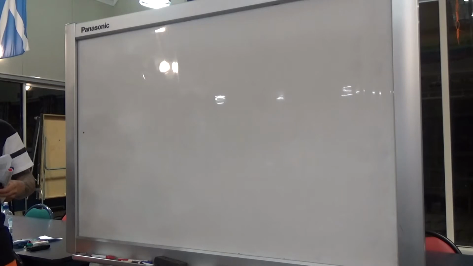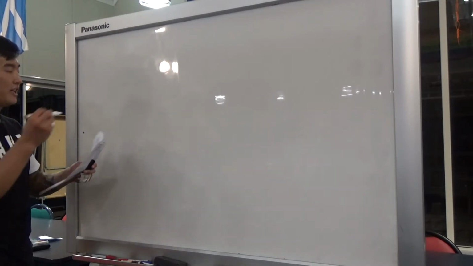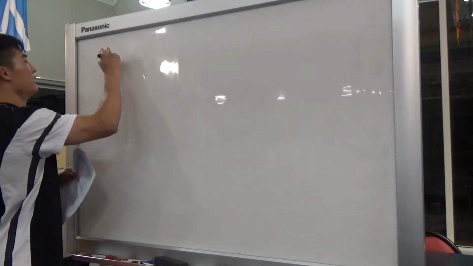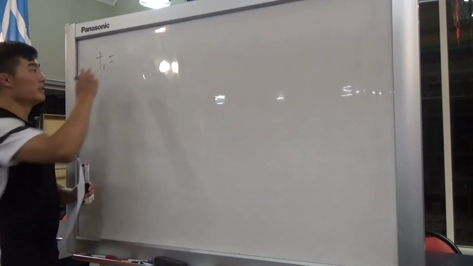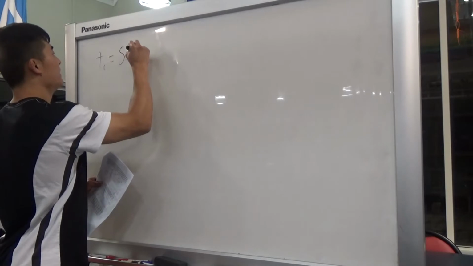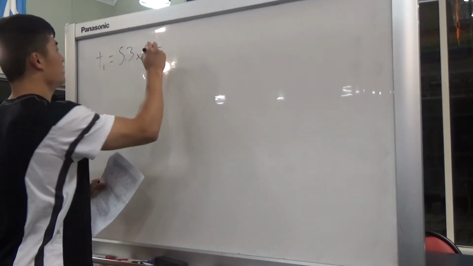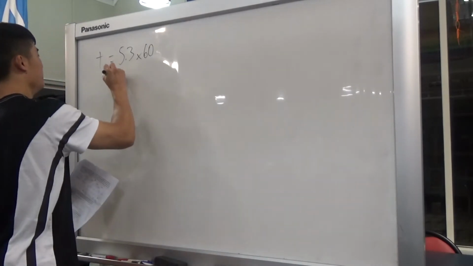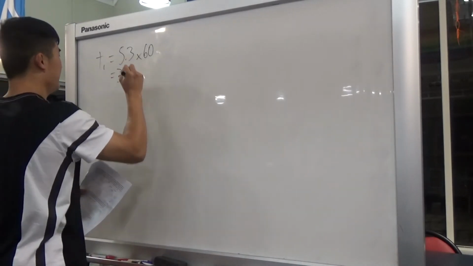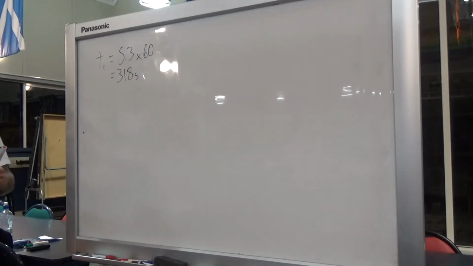So now we have T1, the initial time. T1 is equal to 5.3 minutes. We have to turn that into seconds. So that's 5.3 times 60, which is equal to 318 seconds. So that was our T1.